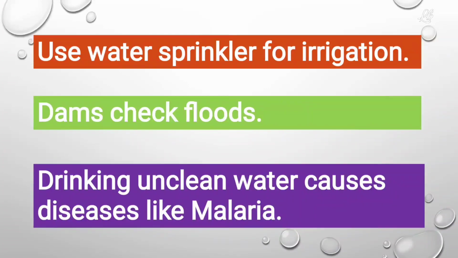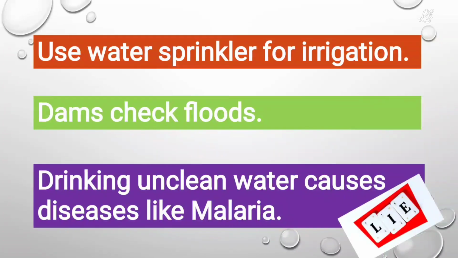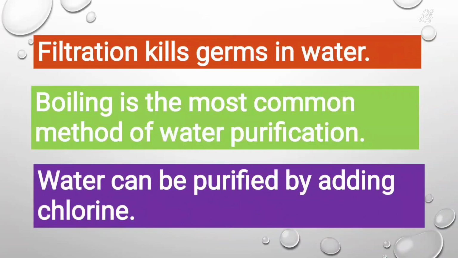Use water sprinkler for irrigation. Dams check floods. Drinking unclean water causes diseases like malaria. So, now in this case, what is a lie? The lie is drinking unclean water causes diseases like malaria. Malaria is caused by the bite of mosquitoes and not by drinking unclean water.